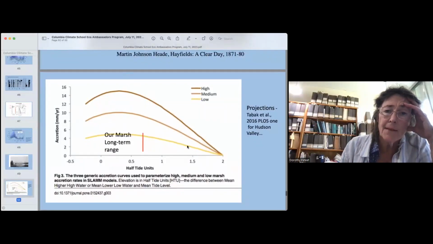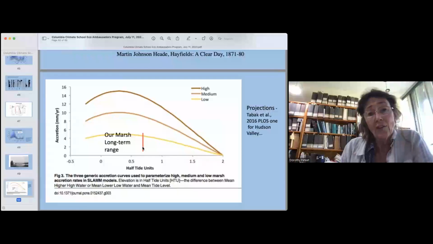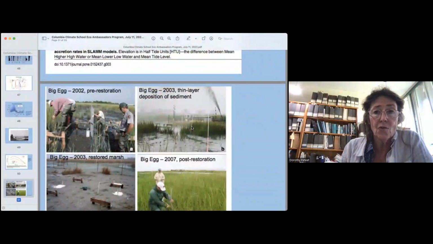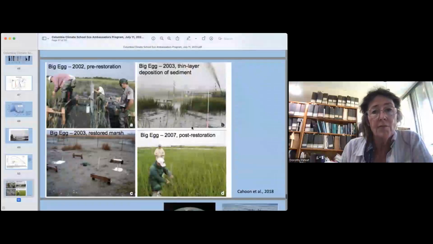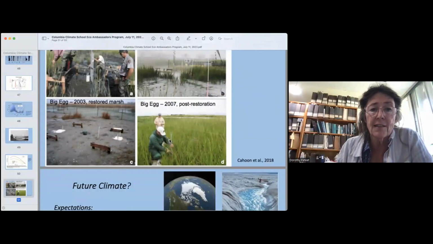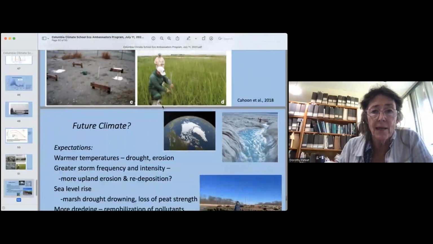This is a high, medium, and low. And our marsh is accumulating at this red curve. So between 2 and 4 millimeters a year. So it looks like it's going to be underwater, right? Unless we do something. And the thing that we should do is add sediment, because remember, Jamaica Bay was starved. If we add sediment, that helps hold the marsh together and we can keep up with sea level rise. This is what they did in Jamaica Bay.